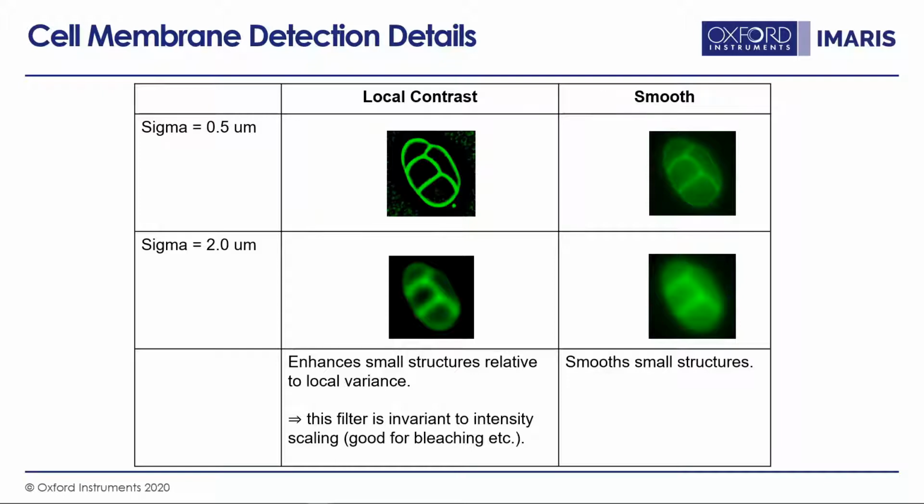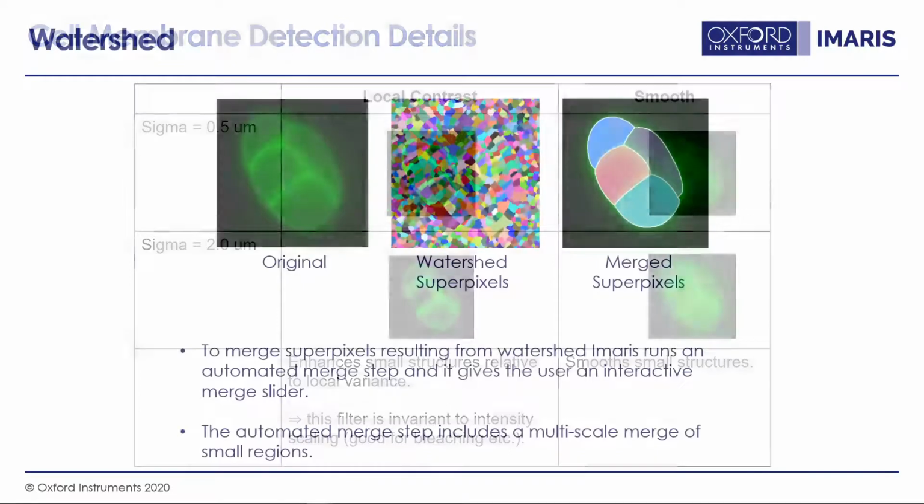This filter is also invariant to the intensity scaling. That means that it's robust when we have a data set which is bleaching, or for example, if we go deeper into the sample, there is a lower signal, we should still get a good result with the local contrast approach.